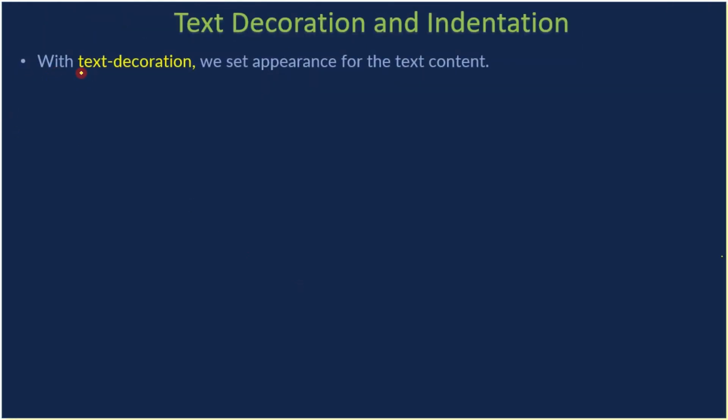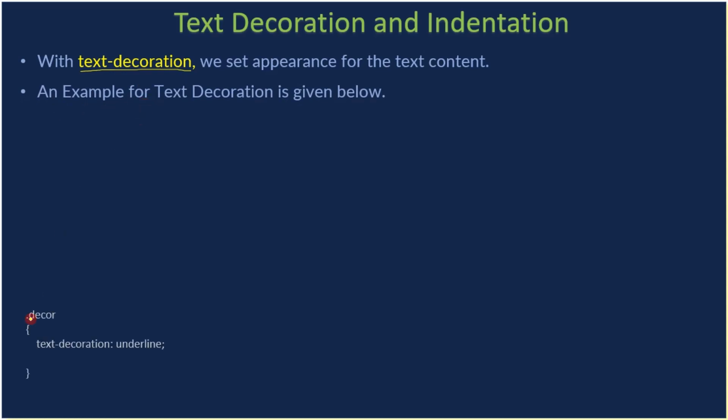So the style name here is text decoration. We can apply this to any text. So we set the appearance of the text content using the text decoration property, a CSS property. An example for text decoration is given below.